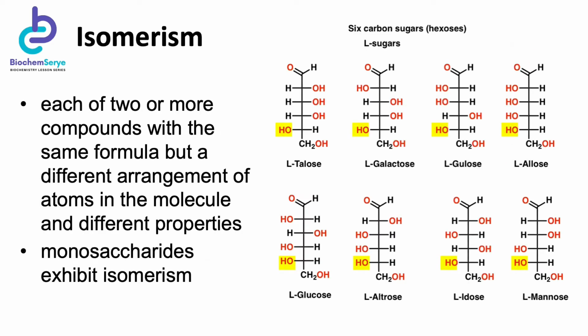So what are isomers? Basically, isomers are defined as two or more compounds with the same formula but a different arrangement of atoms in the molecule and different properties. As we can see here, monosaccharides exhibit isomerism. All of these structures have the common chemical formula C6H12O6, but we can see that they are different stereochemically.